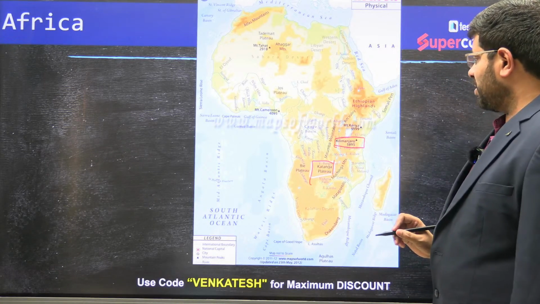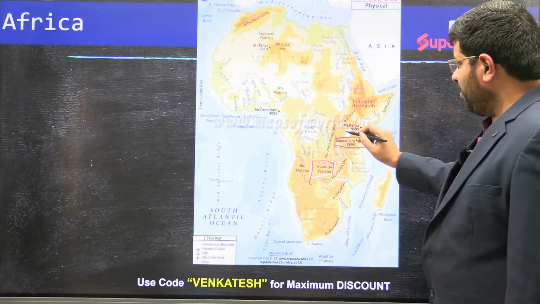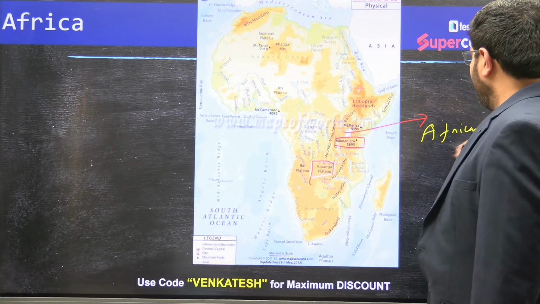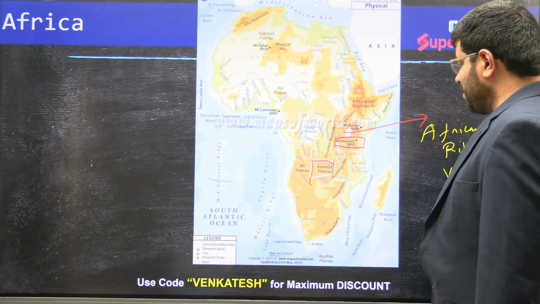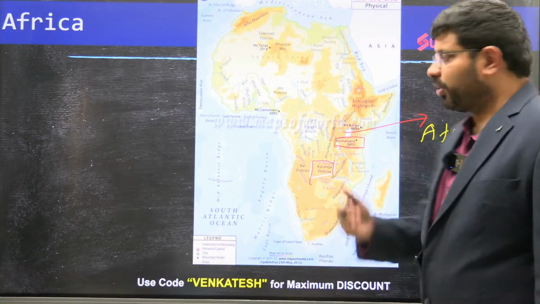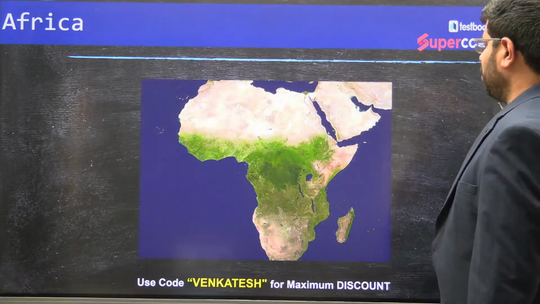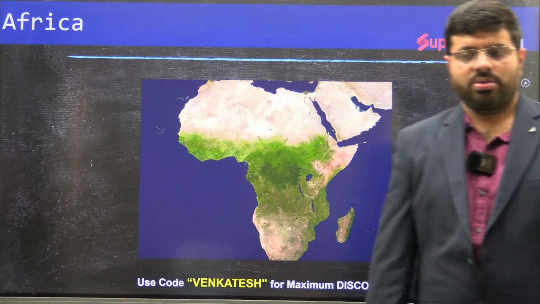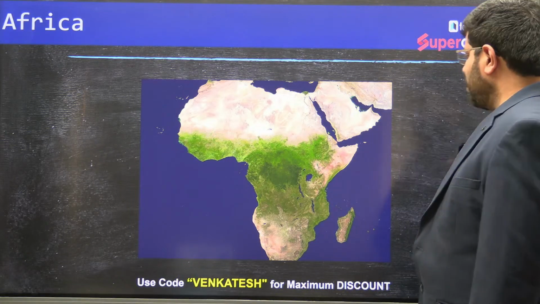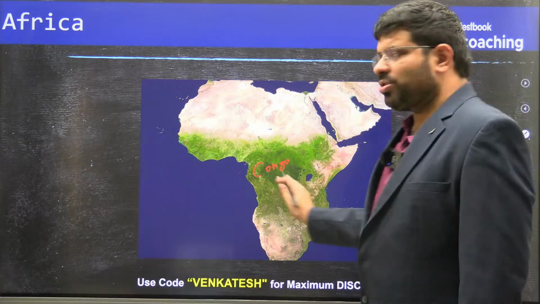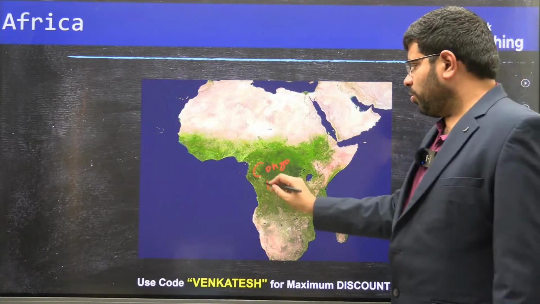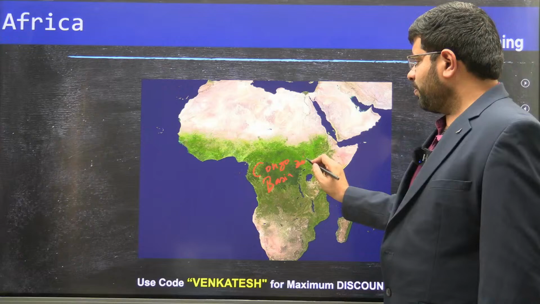Then I have discussed this is the Great African Rift Valley, where you find the lakes. We'll discuss the lakes in detail as well. So Rift Valley. Then moving further, if you talk about the vegetation, you can see the map vegetation clearly. We have the Congo basin, almost along the equator, after the Amazon basin of South America. You can see the Congo basin here, Zaire basin, right?